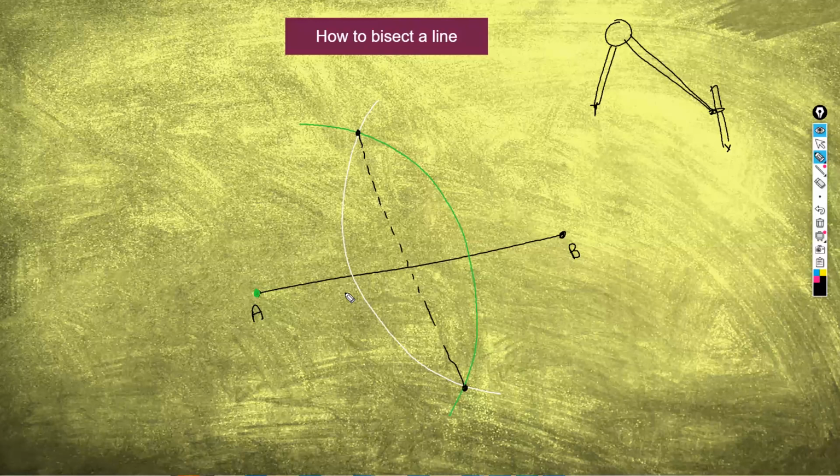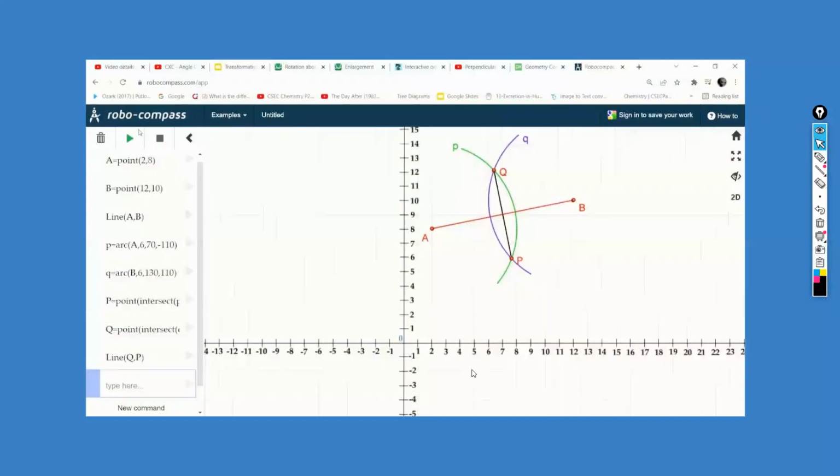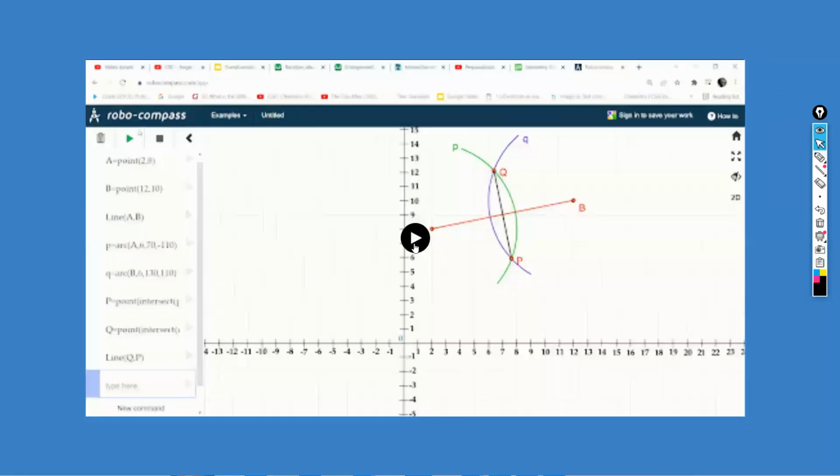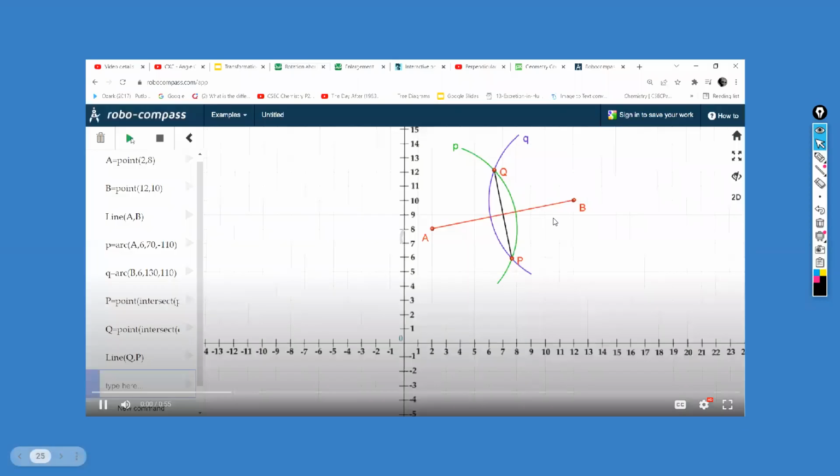All right? So I'm going to see if I can get a video on this. I think I had embedded a video on how to bisect a line. Okay? So if you didn't catch it there, don't worry. Let's see if it's on the next slide. So here's a little video on how to bisect a line. So watch the video. This is one of my videos, by the way.